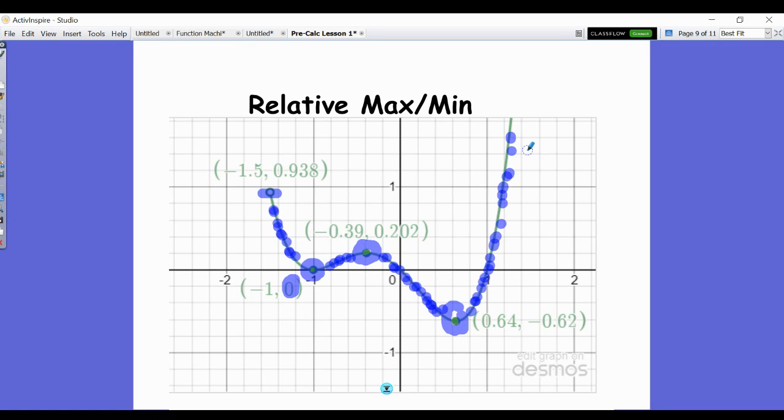So keep that in mind. You're looking at mountaintops and you're looking at valley lows, okay? Whichever one is the absolute highest is called your absolute. Anything else that's a mountaintop but not quite the highest, that's a relative. Same thing goes for your minimums. Your absolute minimum is the one that is absolutely the lowest. Any other valleys are just called relative minimums.